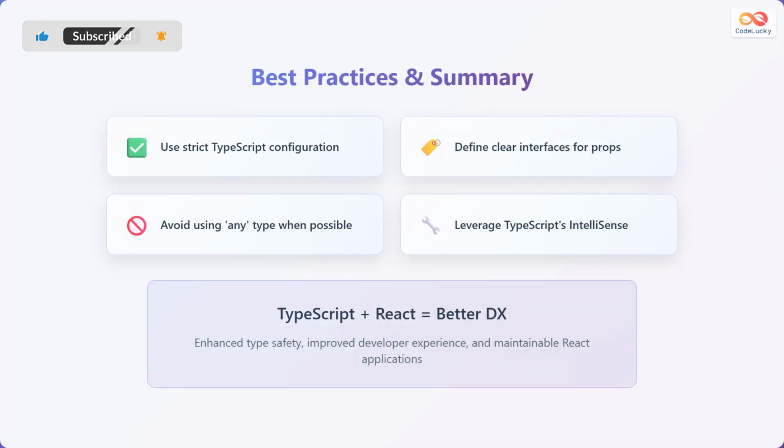Here are some best practices to keep in mind when using TypeScript with React. Always use a strict TypeScript configuration to catch potential errors. Define clear interfaces for your components' props to ensure type safety. Avoid using the any type whenever possible, as it defeats the purpose of using TypeScript. Finally, leverage TypeScript's IntelliSense features for a smoother development experience. In summary, TypeScript plus React equals enhanced type safety, improved developer experience, and maintainable React applications.